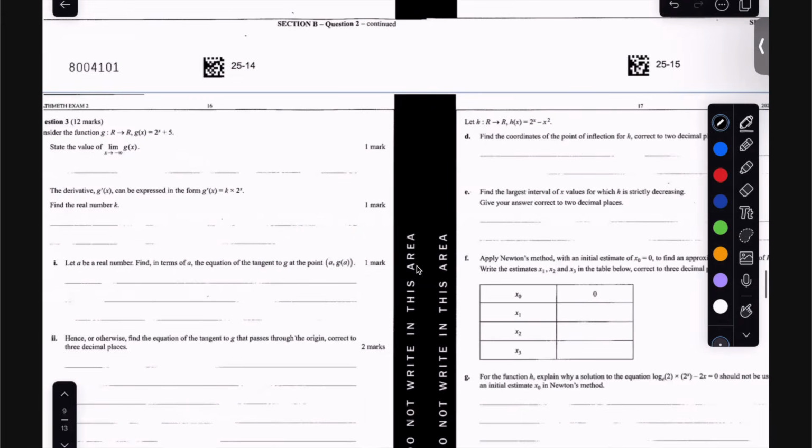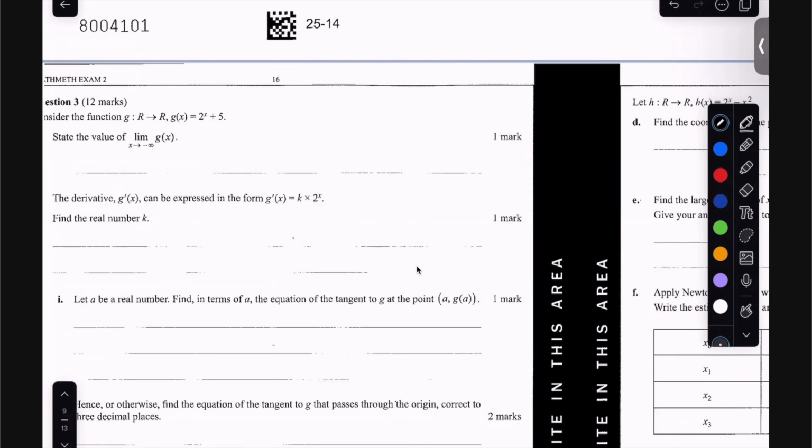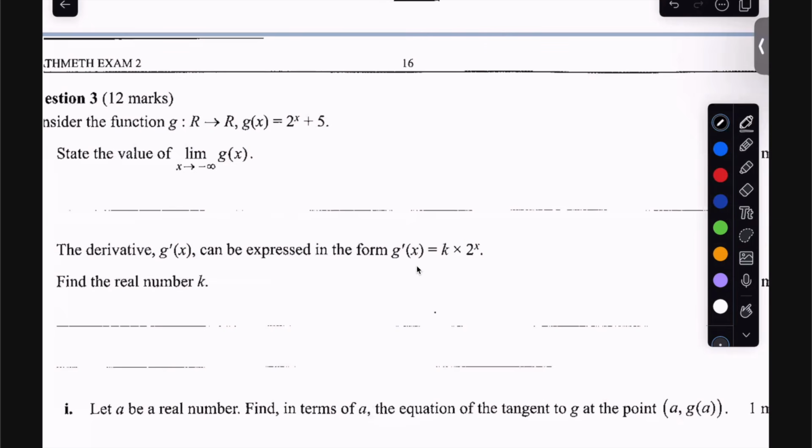Consider that function, state the value of the limit of g of x as it approaches negative infinity. Now, we don't need the CAS for that. As the power goes to negative infinity, this goes to 0, so it just is 5, because that's just an exponential, and as we go down to negative infinity, it approaches 0, and then it's moved up 5.